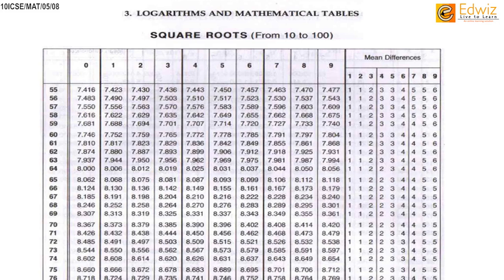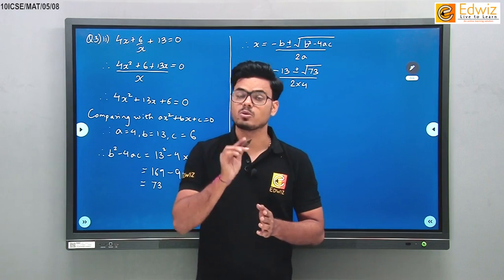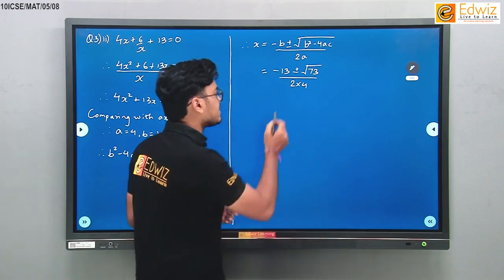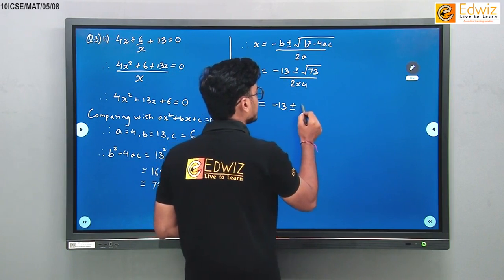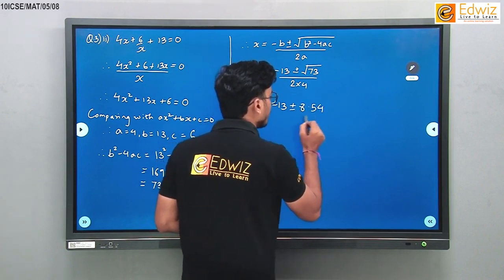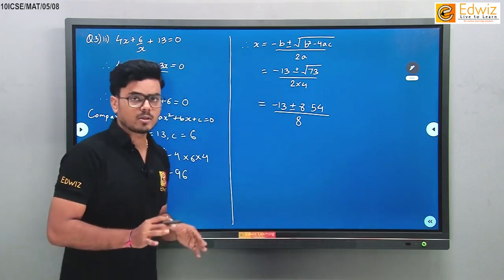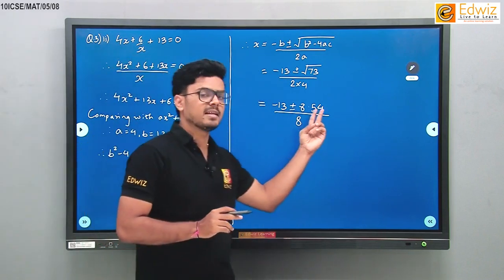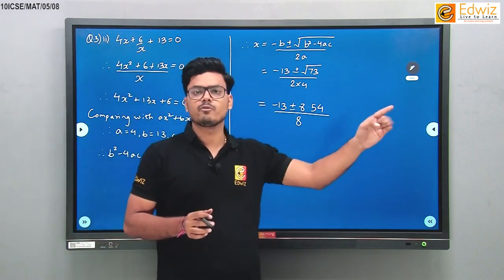In this table you can see that the value for root 73 is 8.54. We need only correct to 2 decimal places, so 8.54 is the value of root 73. We can write this as plus or minus 8.54 divided by 8. So correct to 2 decimal places, we will take only this much. If there were 3 decimal places, you would have to take 8.544.